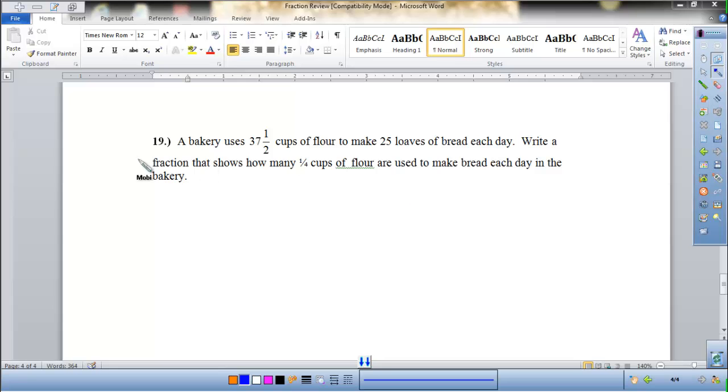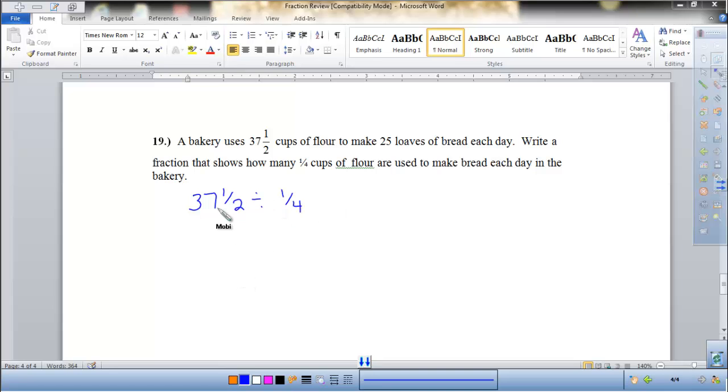Okay, the last problem I want to help you with is number 19, and it says a baker uses 37.5 cups of flour to make 25 loaves of bread. Write a fraction that shows how many fourth cups of flour are used. So if we didn't have a whole cup to use and we had to use the small little fourth cups, how many would we need of those? So we actually need to split this into fourths. And when we split something up, we divide it. So we would do 37 1/2 divided by 1/4.